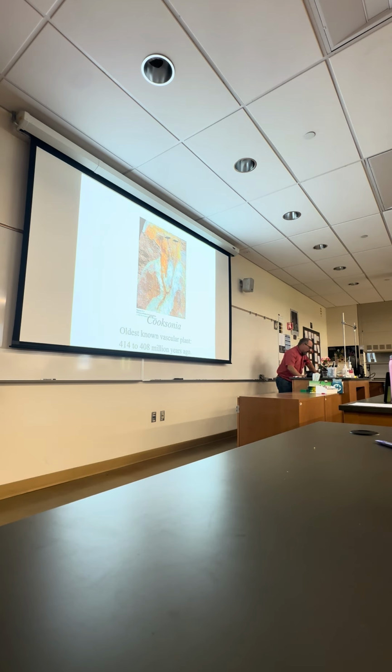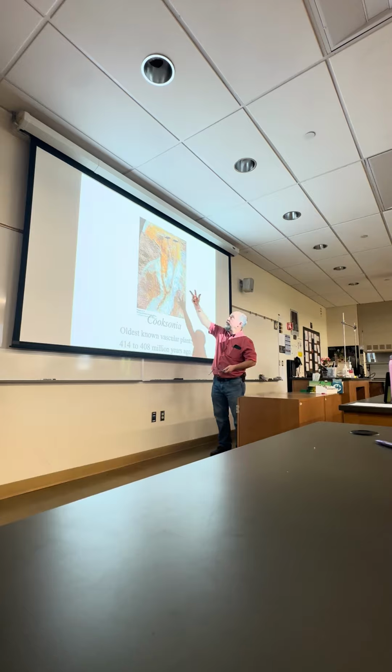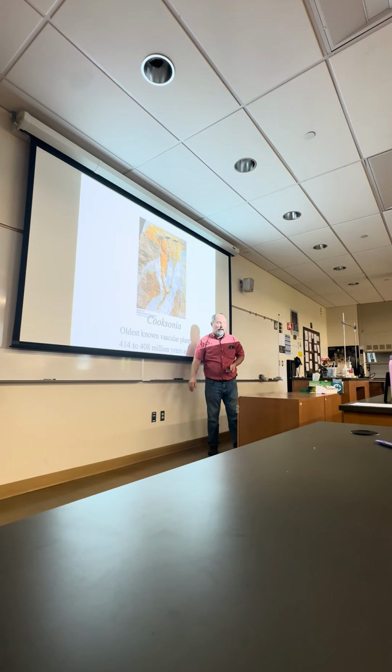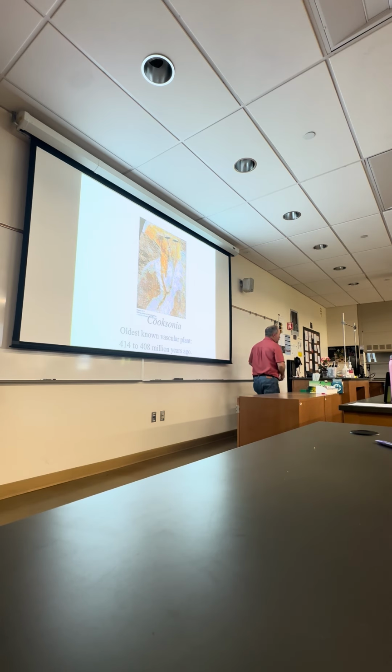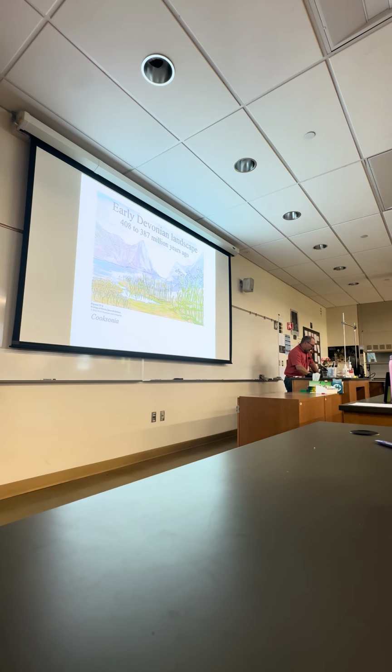So like I said, this has it all. The oldest known vascular plant has everything. It has branching, multiple sporangia up top, and lignified tissue: Cooksonia. And this goes back to the Devonian. This is an artist's conception of perhaps what these early land plants might have looked like.